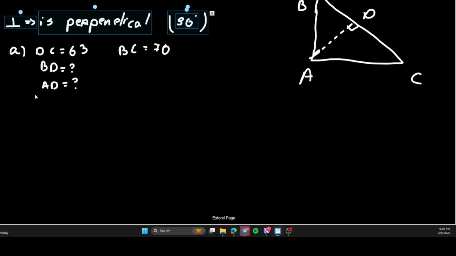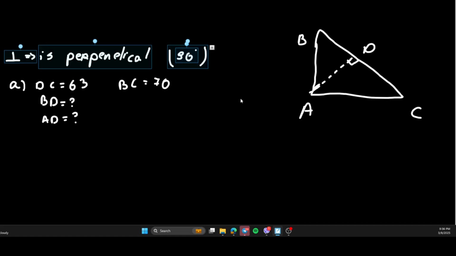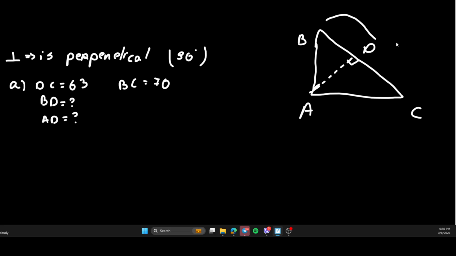I think it's easier to find BD. It's straightforward. You know the whole BC, you just need to subtract something and you find BD. Look, BC, this whole thing, from here to here, is 70. Now you also know that DC, from here to here, is 63. That means BD, how much is it going to be? Wait, what? So if DC is 63 and BC is 70, then it would just be 70 minus 63, which would be 7. So BD is 7. Yeah, and now find AD.